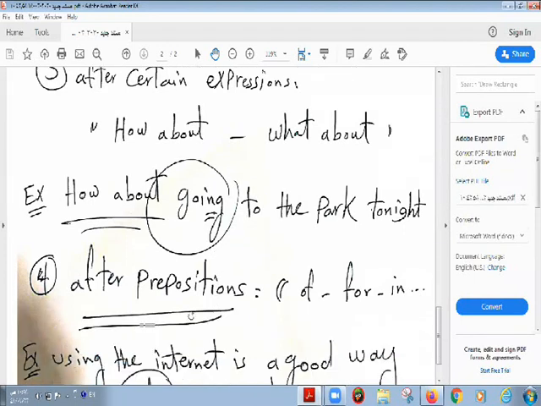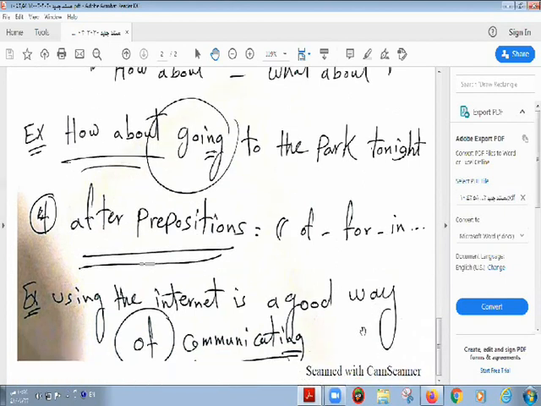The fourth thing here, we can use ing forms after some prepositions. For example, the preposition of or for or in. In our example, you can say using the internet is a good way of communicating. Of plus verb communicate plus ing, communicating.